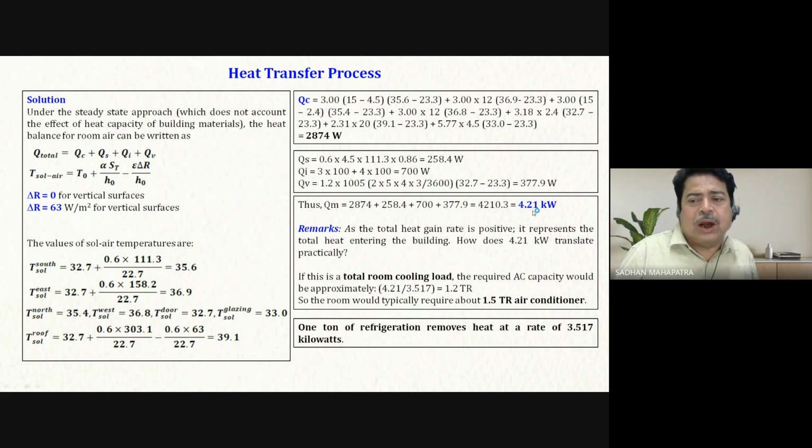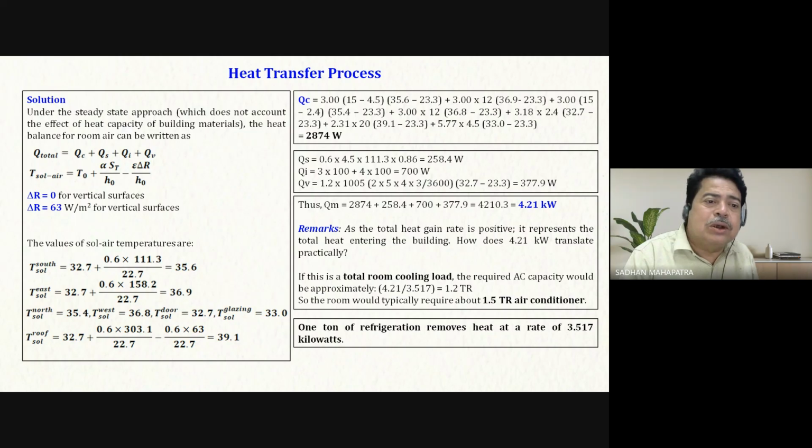Say 4.21 kilowatt. What does 4.2 kilowatt heat gain mean? Now, if this room is to be cooled, the required AC capacity would be 4.21 divided by 3.517. 3.517 means 1 ton of refrigeration is 3.517 kilowatt. So that ratio we are looking at. It gives 1.2 ton of refrigeration. So this room typically requires about a 1.5 ton of refrigeration air conditioner.